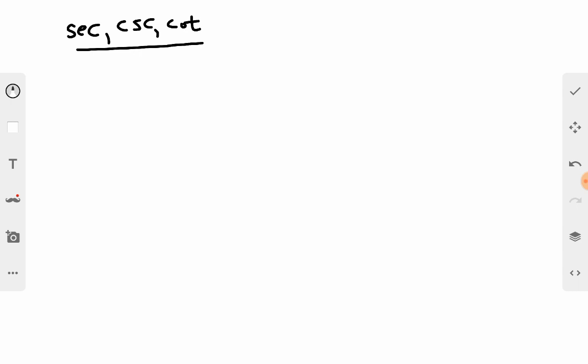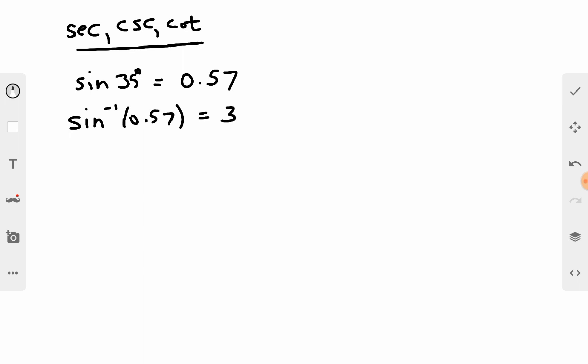So the idea, if we don't have something on the unit circle, let's say we have sine of 35 degrees. Okay, we know that we can put that in the calculator. And if we round it to just 2 decimal places to keep things simple, we get 0.57. And then we also know that if we do sine inverse of 0.57, we're going to get 35. Okay, so there's sine and sine inverse. But now what do we do with secant, cosecant, and cotangent?